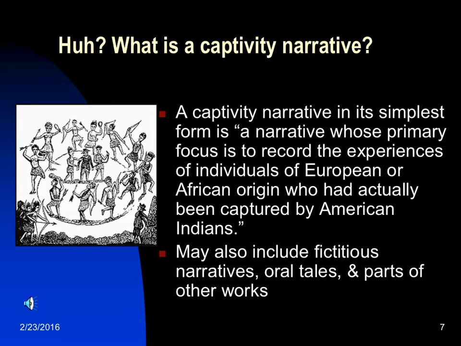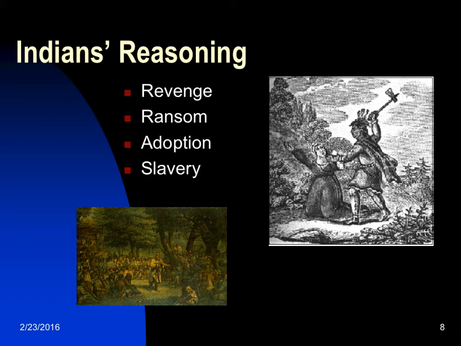All right, so why were Anglos and immigrants taken captive by the Native American tribes? This is a fairly broad generalization. However, there was a pattern to some of the reasoning. Number one, not necessarily in the case of Mary Rowlandson, but in subsequent captures, revenge was a motive. The Indians wanted revenge on the neighboring settlers. Ransom was another reason, to earn money and to gain power and influence and prestige.